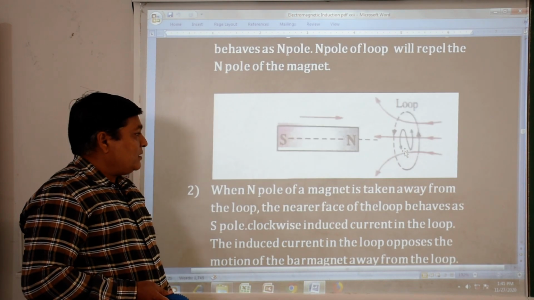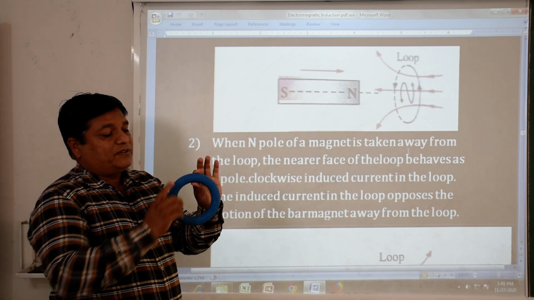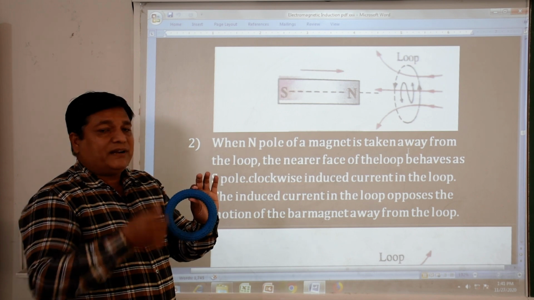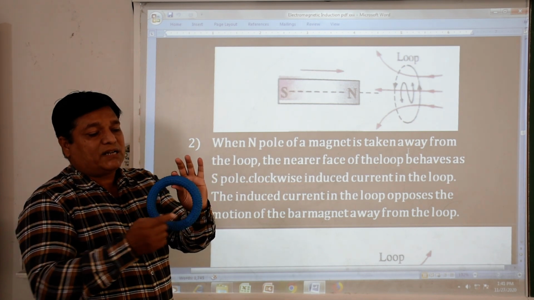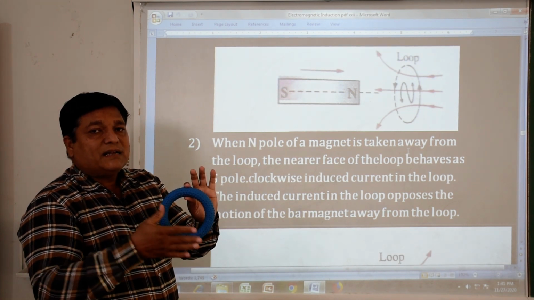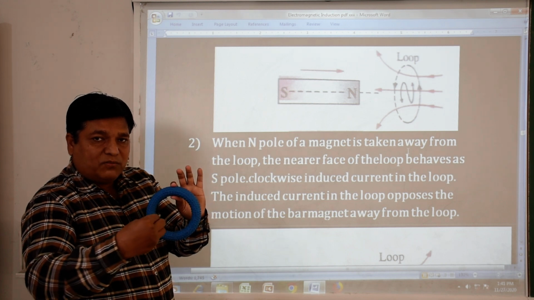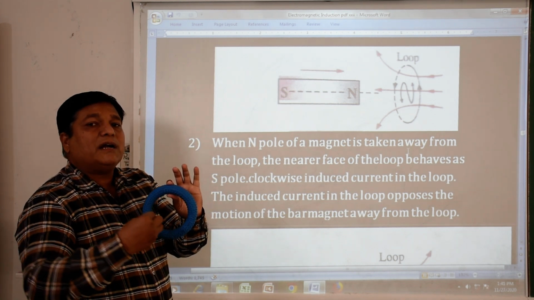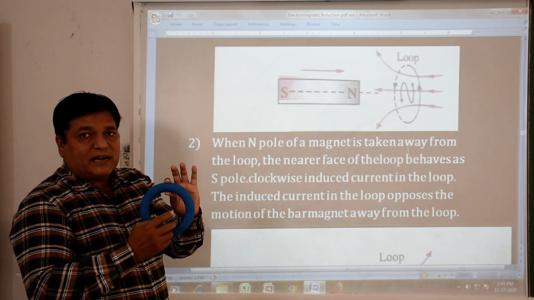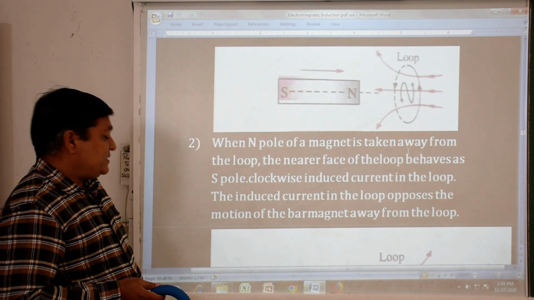Similarly, if the north pole of the magnet is taken away, the induced current produced in the coil will start flowing in a clockwise direction, and a south pole is formed on this particular face of the coil. It means that a force of attraction takes place between these two poles. The north pole is moving away, so it is opposed: a south pole is produced there, which tries to attract the north pole.